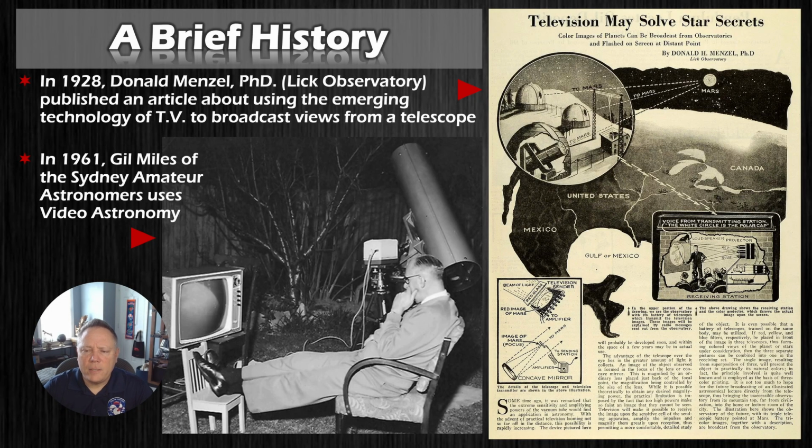And then we have this really interesting picture of this gentleman, Gil Miles, of the Sydney Amateur Astronomers. And he is using a video camera with what I believe to be some sort of Newtonian, maybe. And he's got that camera connected to what I would barely call a very portable television set. But you can see here, it looks like he's viewing the moon. And what I find even more striking is his outfit. He's definitely dressed up, or what we would consider very well dressed, for such an event.